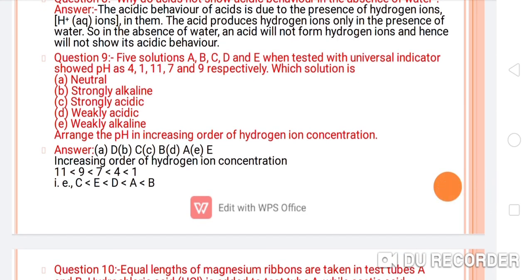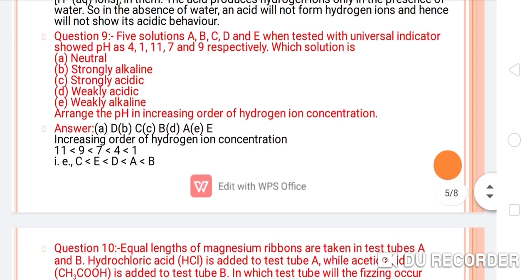Okay, now come to the next question, question number 9. Five solutions A, B, C, D and E, when tested with universal indicator, showed pH as 4, 1, 11, 7 and 9 respectively. Which solution is neutral, strongly alkaline, strongly acidic, weakly acidic, weakly alkaline? Arrange the pH in increasing order of the hydrogen ion concentration.